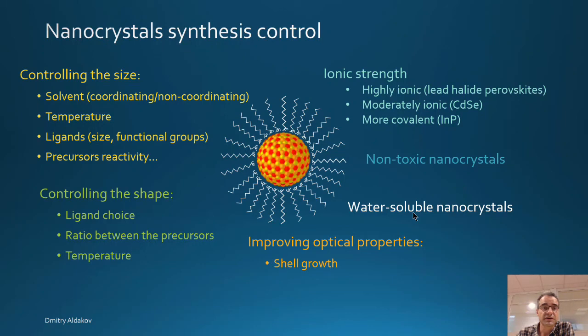So this is the end of this course. I have shown you some ways, some principles of the synthesis of semiconductor nanocrystals. As I mentioned, you can control their size by the time of the synthesis, by the solvent, coordinating or non-coordinating, by temperature, by ligands, by reactivity of the precursors, as was the case for indium phosphide. We can control their shape by playing with ligands, by the ratio, by the temperature. We can control and improve their optical properties by shell growth. We can get like this all different types of nanocrystals, ionic ones like lead halide perovskites, covalent ones like indium phosphide, and everything in between. I have shown you some non-toxic nanocrystals and water-soluble nanocrystals. So I think it will be useful for you. So thank you for your attention.